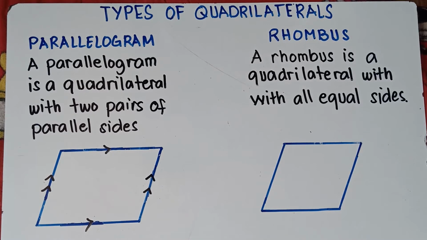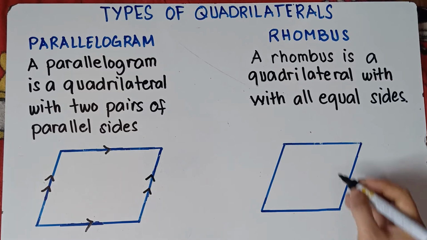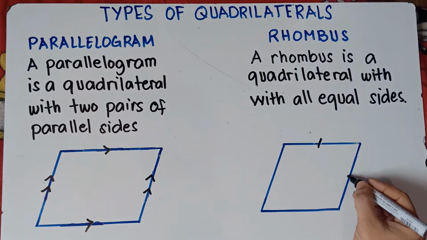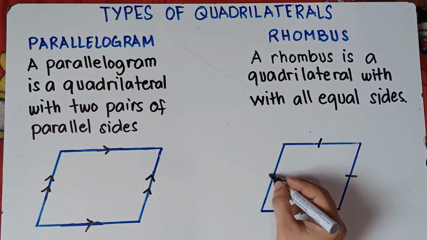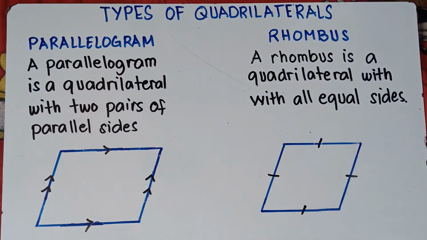A rhombus is a quadrilateral with all equal sides. Therefore, this side is equal to this side is equal to this side, and this side is equal to this side. So all equal sides.